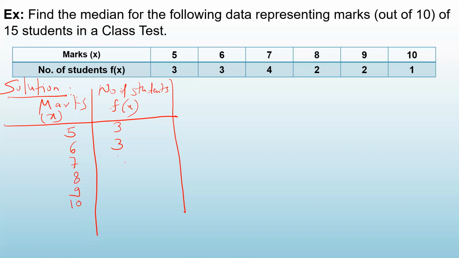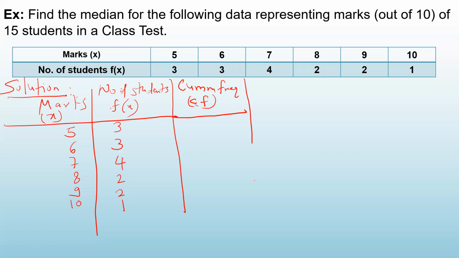Three, 3, 4, 2, 2, 1. Okay, this is my table. I have to find out the median. So what is my first step? I have to find out the cumulative frequency. This is the first step, which we call CF in short.